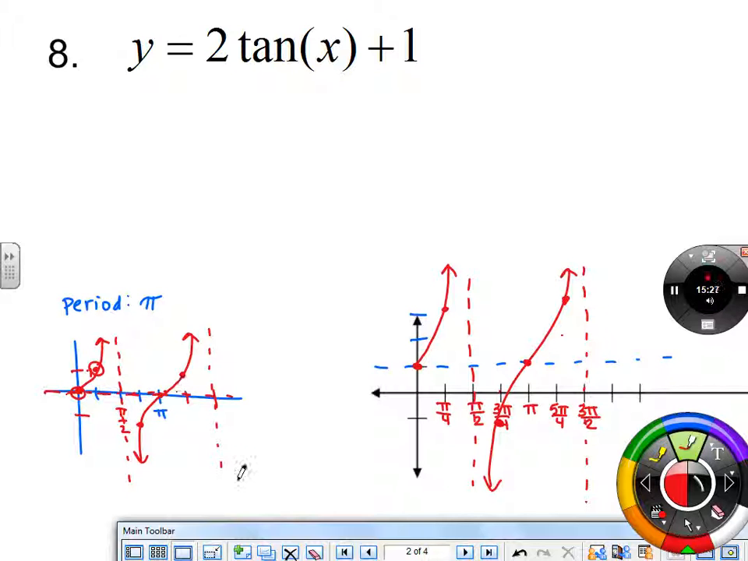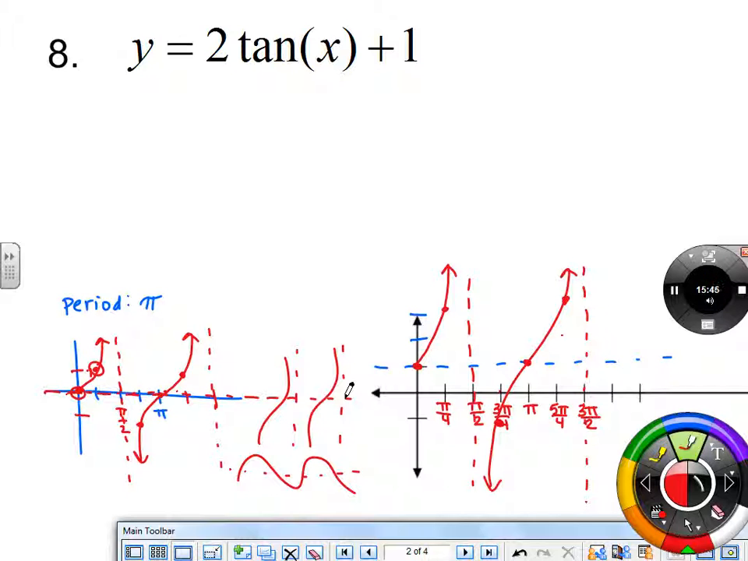So like sine and cosine waves, they look like this. They have some sort of central axis that everything revolves around. Tangent graphs generally look like this, right? These vertical ones are asymptotes, but they still have this central axis that everything is kind of symmetrical around, right? You see half of it above and half of it below.